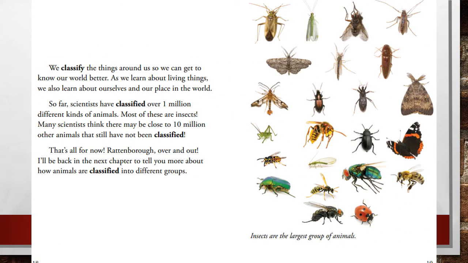We classify the things around us so we can get to know our world better. As we learn about living things, we also learn about ourselves and our place in the world. So far, scientists have classified over 1 million different kinds of animals. Most of these are insects. Many scientists think there may be close to 10 million other animals that still have not been classified.